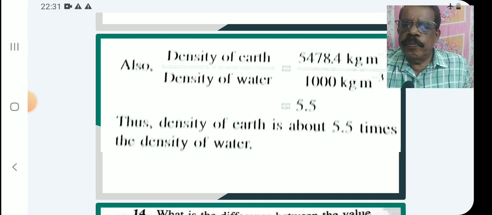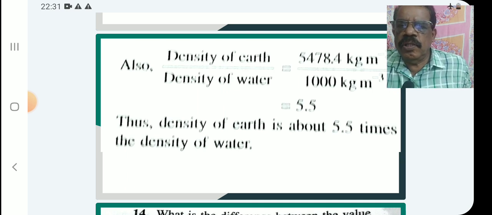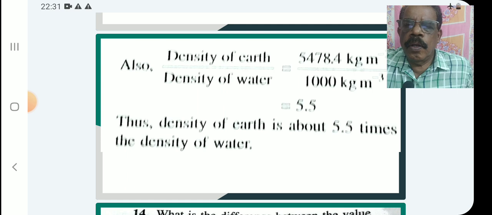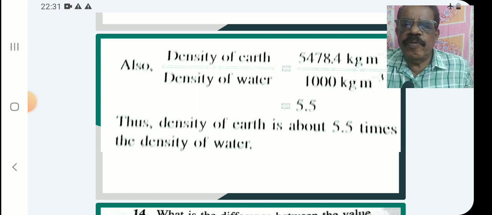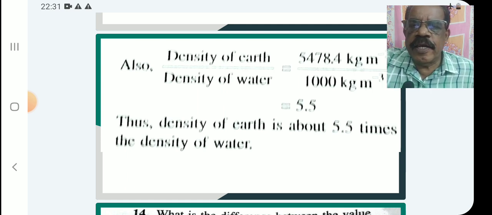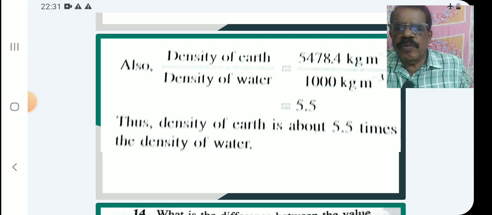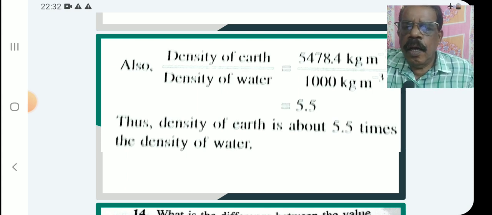And you know, density of water is 1,000 kilogram meter raised to minus 3. Therefore, ratio is equal to 5.5. 5478, we can write as 5,500 by 1,000, 5.5. This is the ratio. Thus, density of Earth is about 5.5 times the density of water.